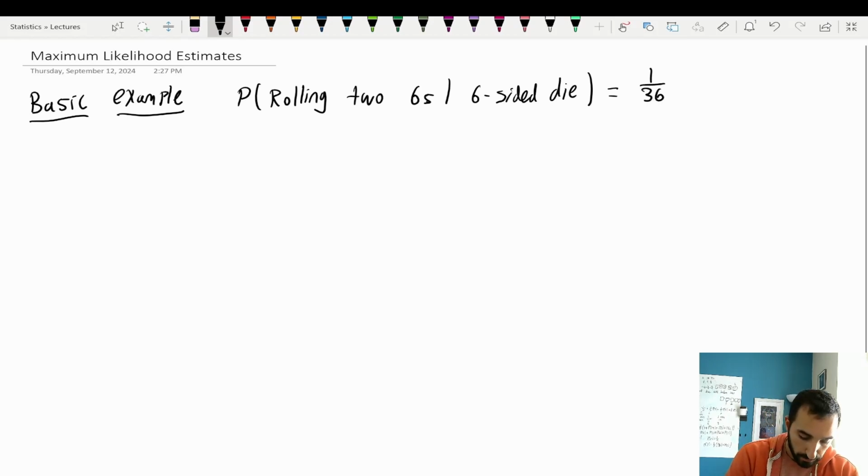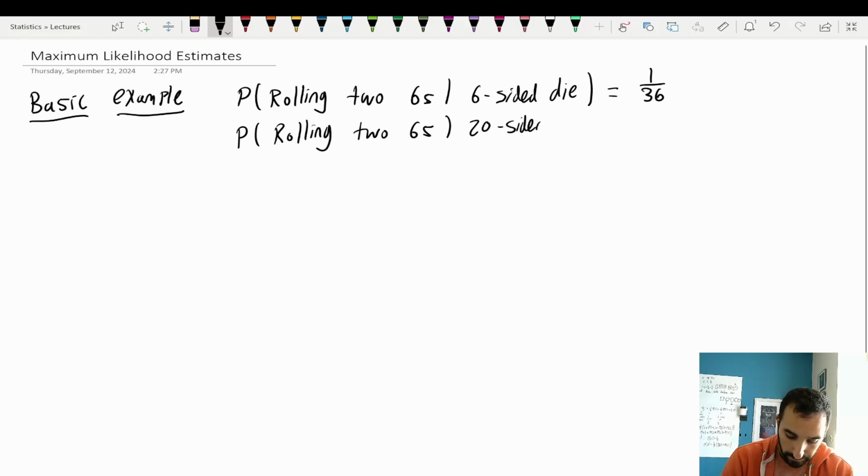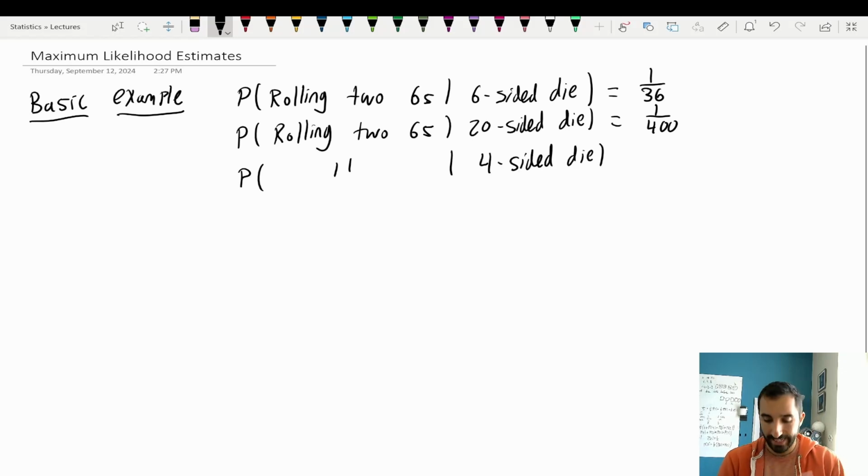Now, how about the probability of rolling two sixes on a 20-sided die? Well, now there's 400 possible outcomes. The two sixes is one of them, and so I got 1 out of 400. And just one more, so how about the probability of rolling two sixes given a four-sided die? Well, of course, that can never happen, so this has a probability of 0.